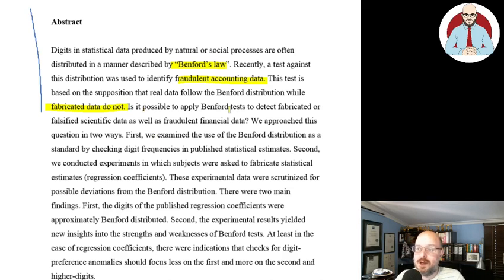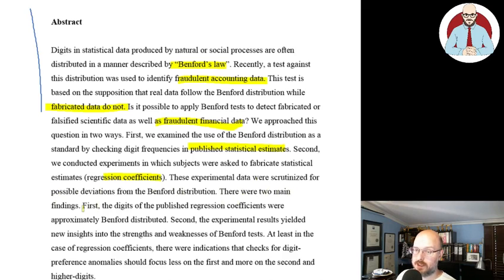So is it possible to apply Benford's test to detect fabricated or falsified scientific data as well as fraudulent financial data? We approach this question in two ways. First, we examine the use of Benford's distribution as a standard by checking digit frequencies in published statistical estimates. Second, we conducted experiments in which subjects were asked to fabricate statistical estimates, regression coefficients. These experimental data were scrutinized for possible deviations from Benford's distribution.